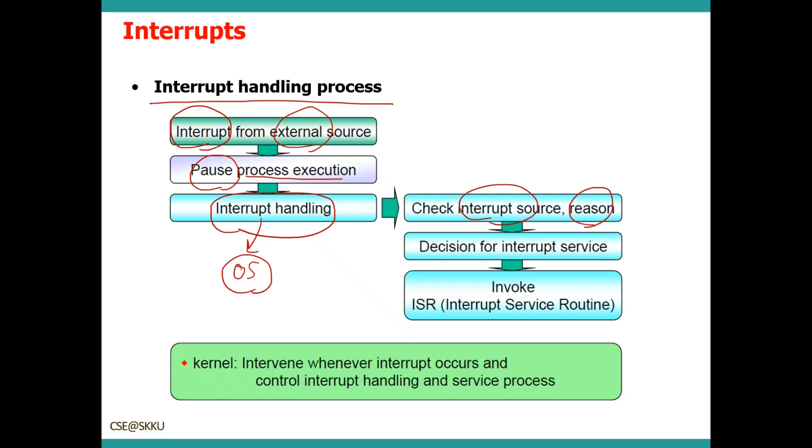Then it decides the interrupt service routine. Then it jumps to the interrupt service routine. So the operating system can handle the proper interrupt. So the kernel can intervene whenever an interrupt occurs, and control interrupt handling and service process requests.